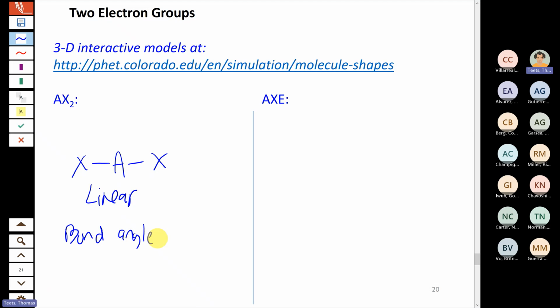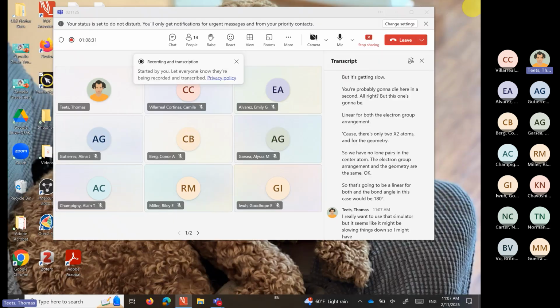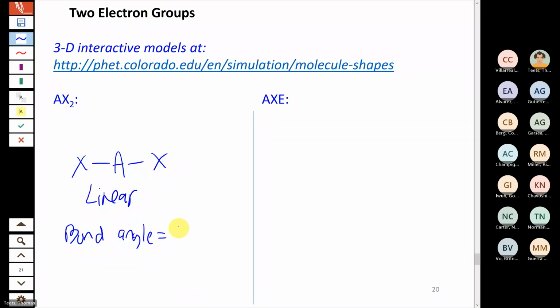I really want to use that simulator, but it seems like it might be slowing things down, so I might have to close this and see if that gets better. Yeah, it is. Okay. All right, that simulator is going to bog us down too much. So I definitely encourage you to go through it, though. I might pull it back up if there's any confusing ones, but the ones we're doing today are mostly 2-dimensional, so it shouldn't be too hard. I might get back to it a little bit.